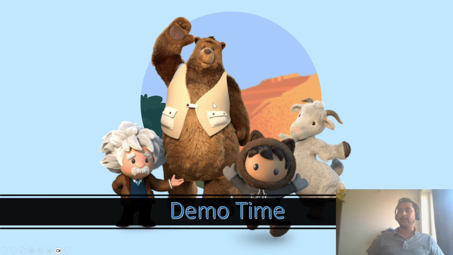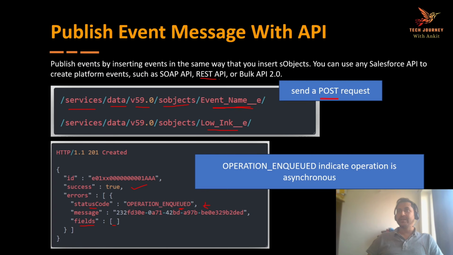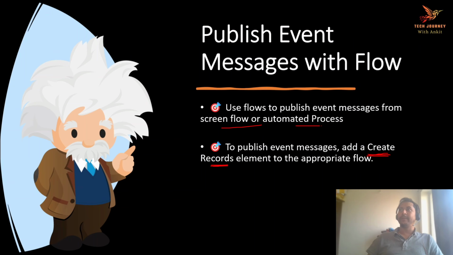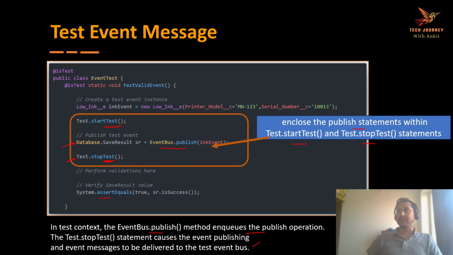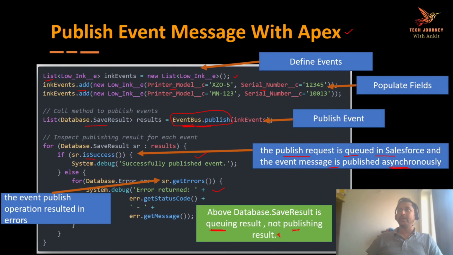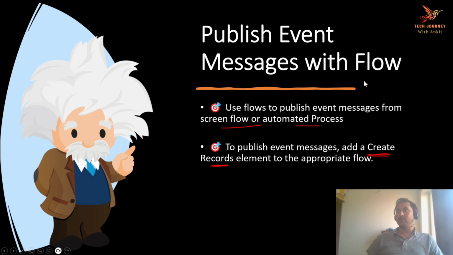So let's move towards the demo part, where I will show you one after the other how you can publish the platform event with the help of Flow. After that, I will show you how you can do that with the help of Apex. And in the end, I will show you how you can do that with the help of the API as well. So first, I am doing this with the help of Flow.